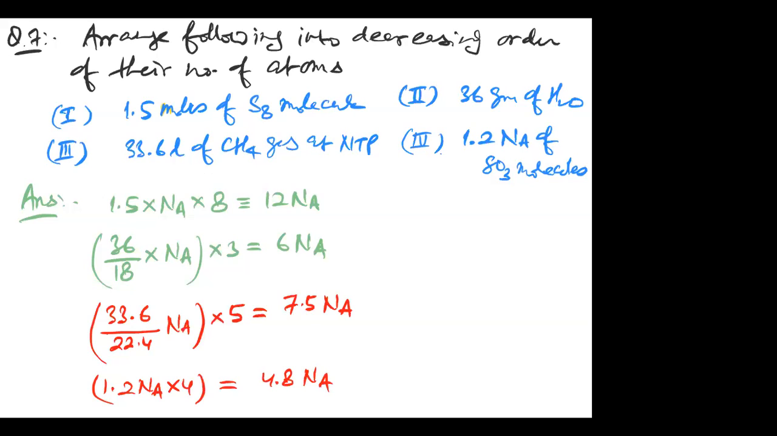If you see the arrangement of 1, 2, 3, 4 in decreasing order of their number of atoms, 1 has the highest number of atoms, then 3, then 2, and then 4. So the order is 1, 3, 2, 4.